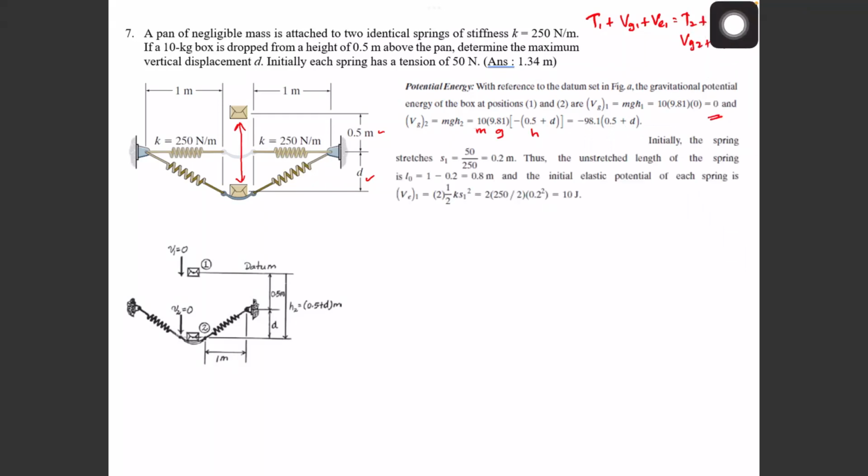So initially the spring stretch. Macam nak tahu spring itu stretch tak stretch? Sebab it's given that initially each spring has tension of 50 Newton meter. Okay, ingat force spring adalah F is equals to Kx. Okay, if you have tension 50, so K is 250, so you will have what is X kan? So mesti dia ada satu nilai X. So X is just equals to 50 divided by 250. So you have this expression. Alright. 50 divided by 250. So you have 0.2.